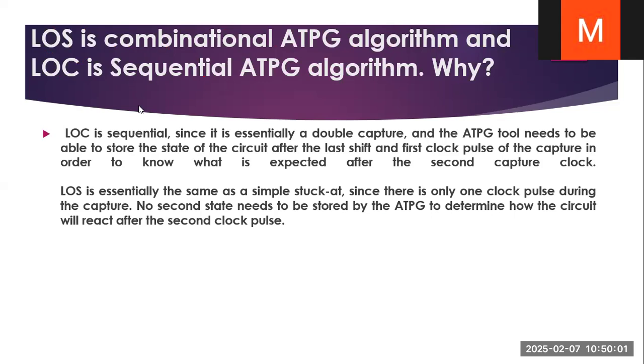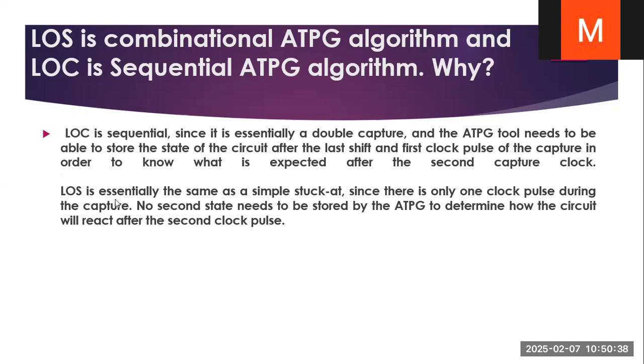Next question is, LOS is a combinational ATPG algorithm and LOC is a sequential ATPG algorithm. Why? LOC is sequential since it is essentially a double capture, and the ATPG tool needs to be able to store the state of the circuit after the last shift and first clock pulse of the capture in order to know what is expected after the second clock.